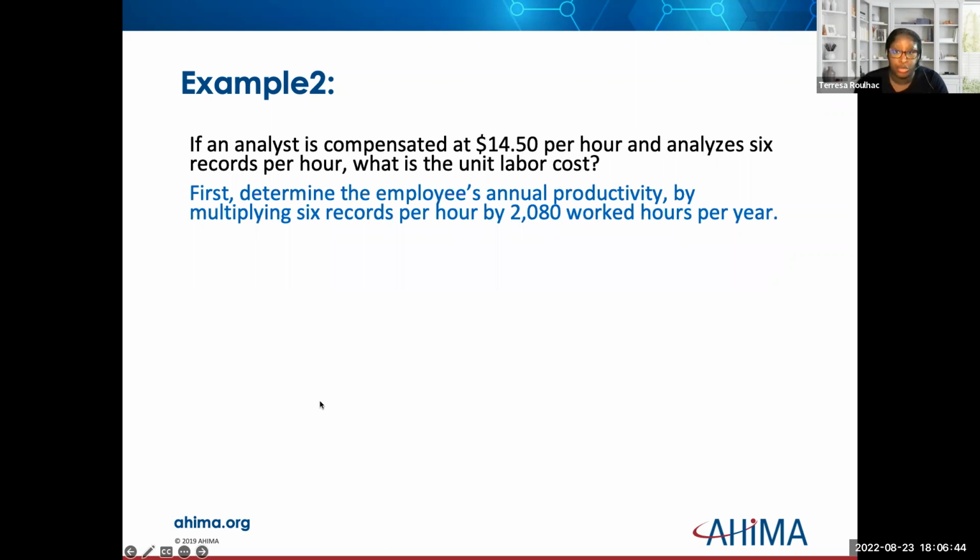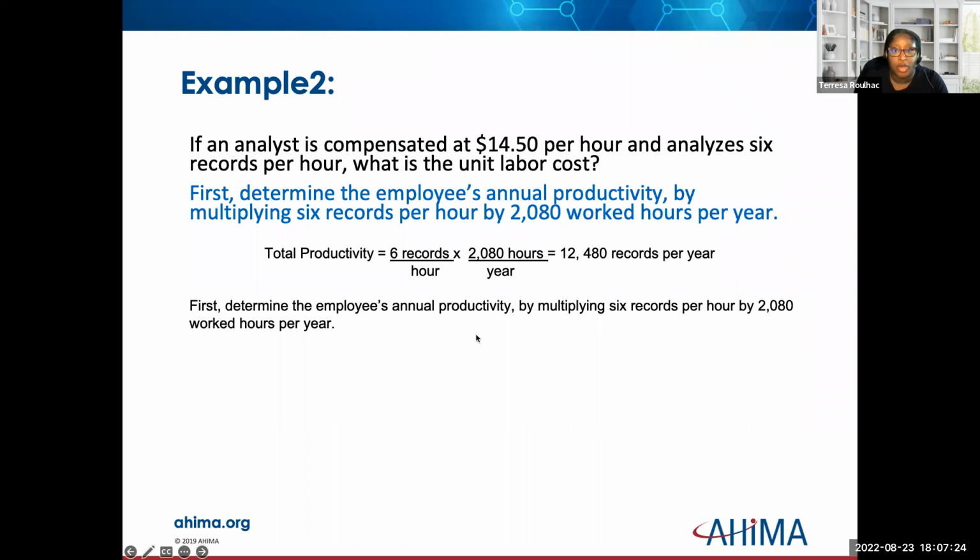For example 2, now we have an analyst's compensation and they're getting paid $14.50 per hour. We're analyzing 6 records per hour. What is the unit labor cost? Here again, first determine the employee's annual productivity by multiplying 6 records per hour by 2,080 worked hours per year. Okay, 6 records an hour times 2,080 hours a year, giving you 12,480 records per year.